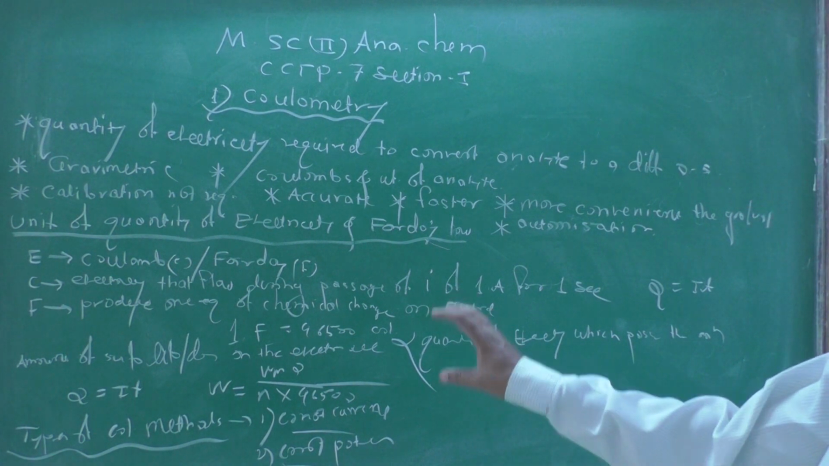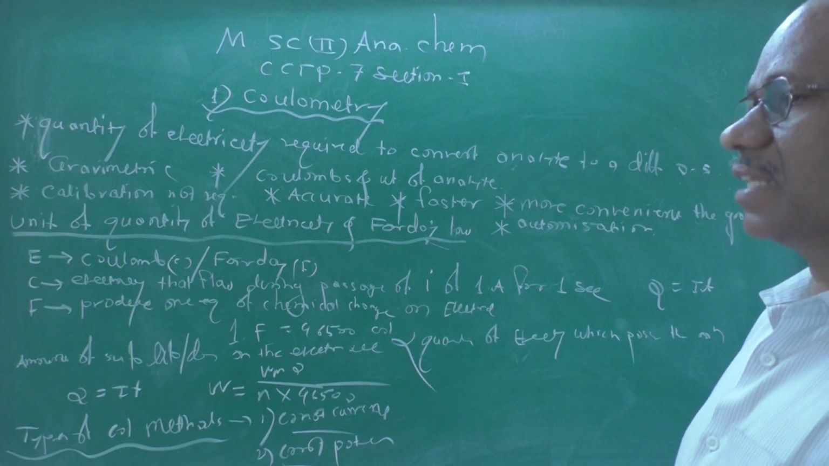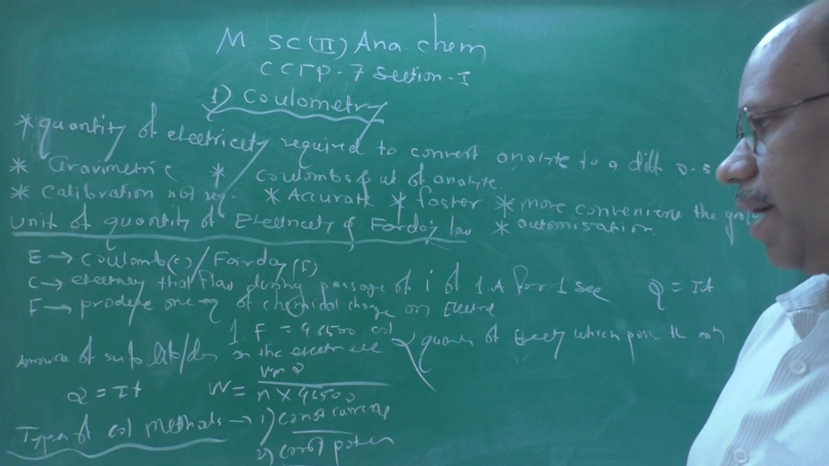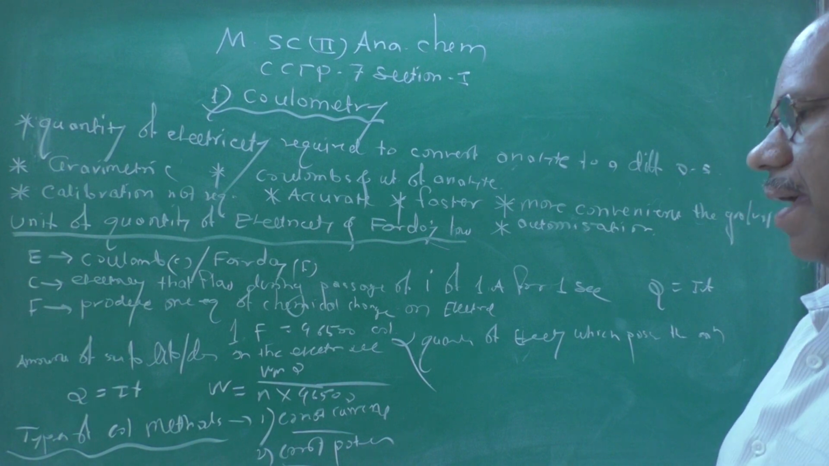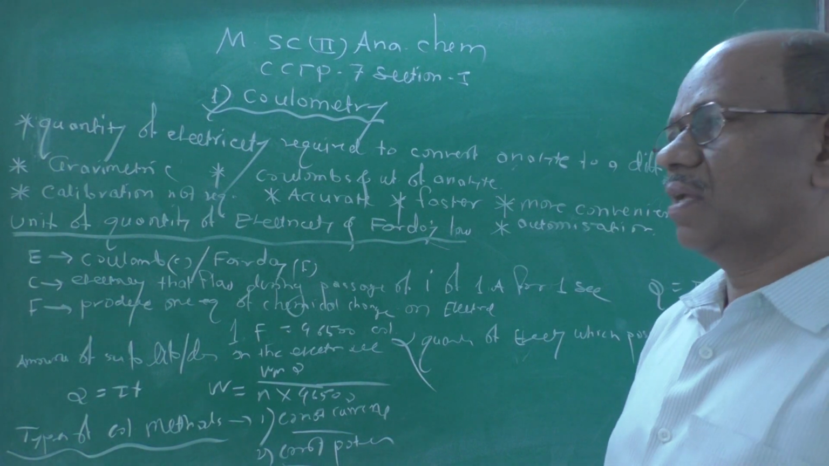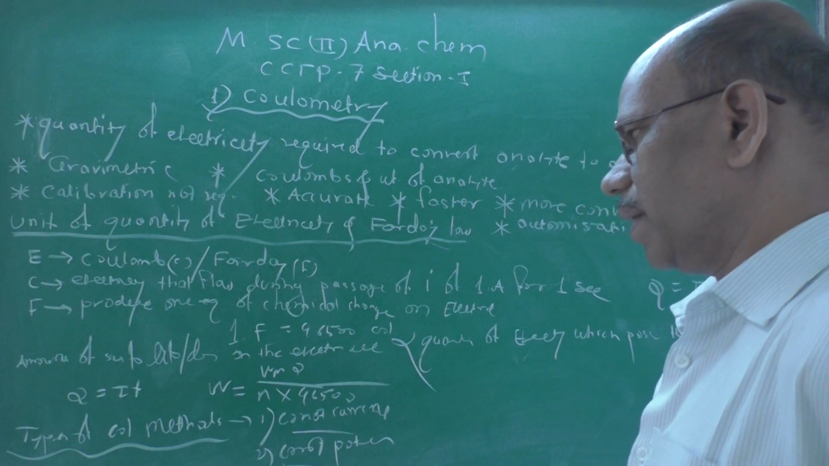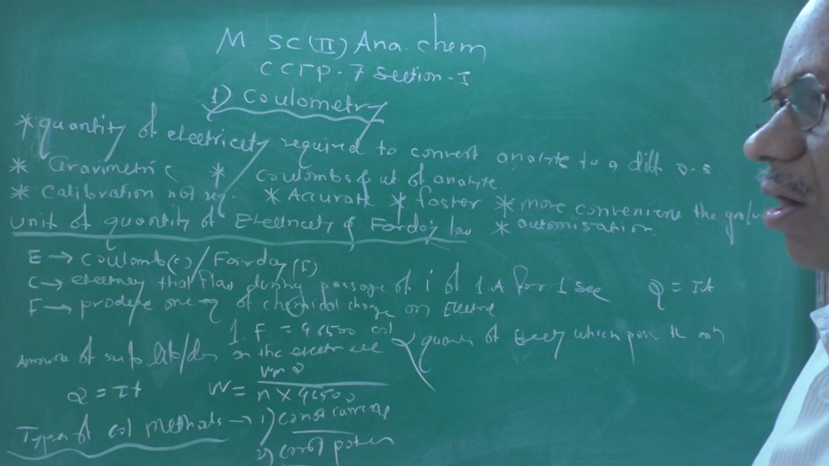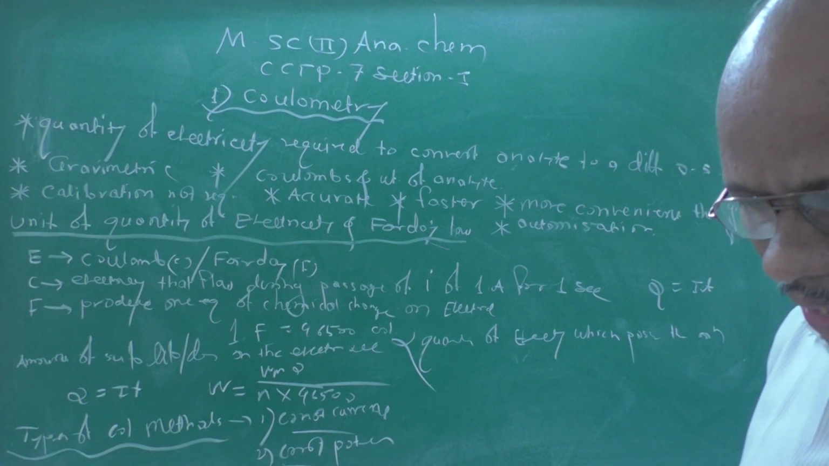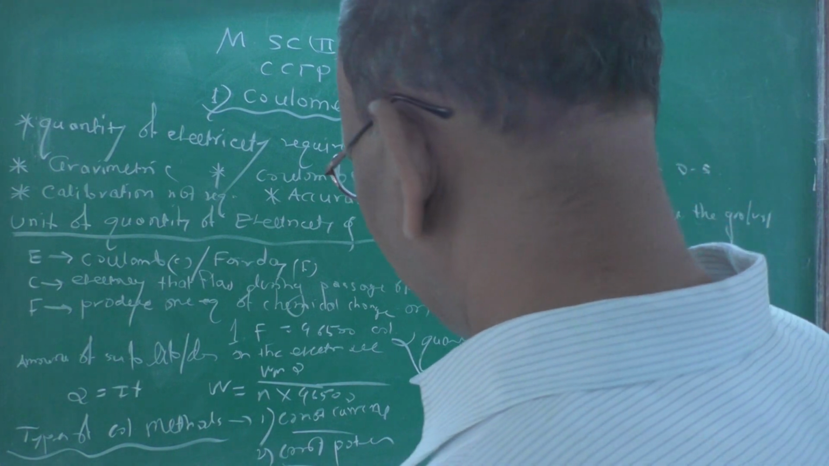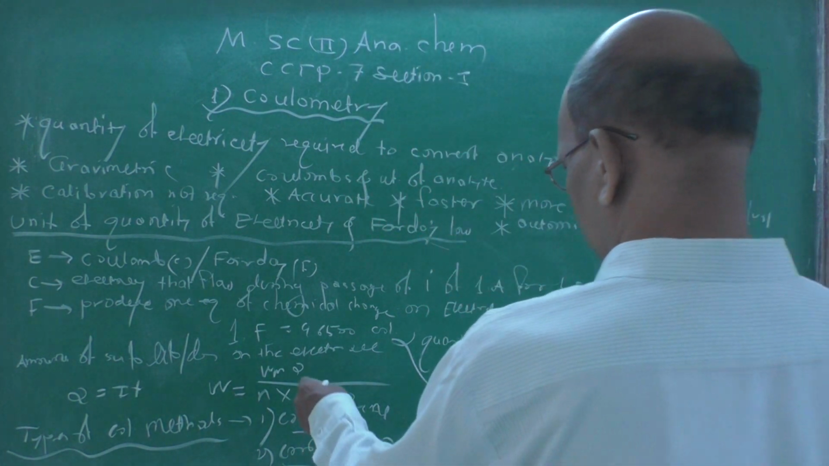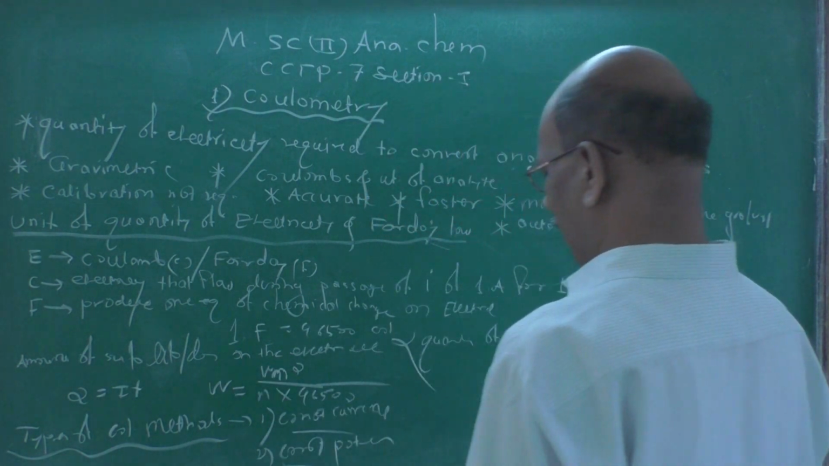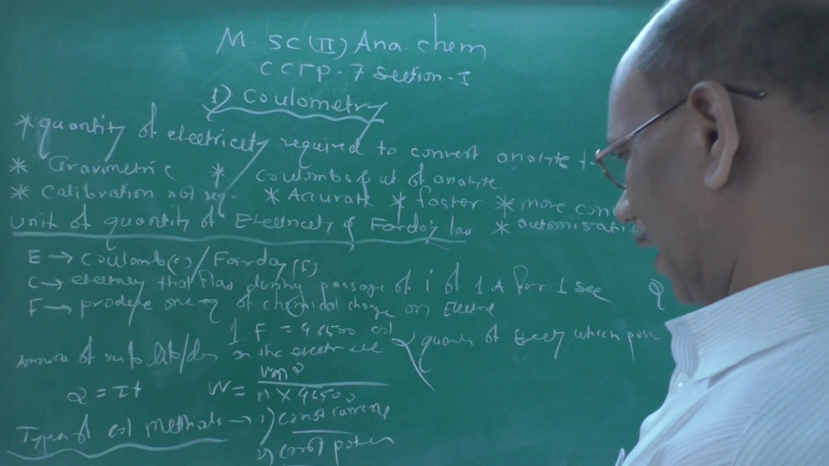So according to this particular concept, the mathematical expression for Faraday's first law is W is equal to Wm multiplied by Q divided by N multiplied by 96,500, where W is the amount of substance either deposited or liberated. Then this Wm is actually the atomic weight or the molecular weight of that particular analyte.